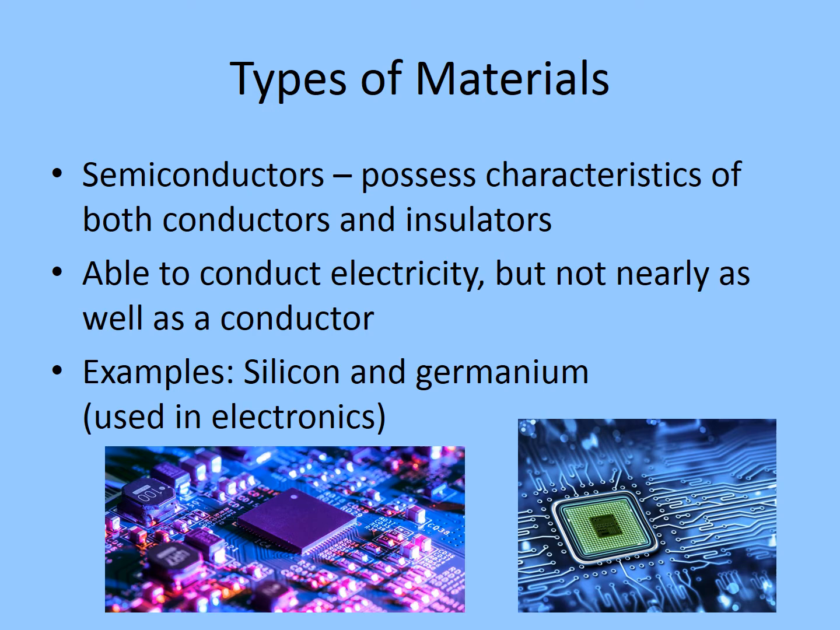A new term for us is semiconductor, but it's got a familiar prefix to it. So a semicircle is half a circle. So a semiconductor is basically half a conductor. It kind of conducts electricity, but not really well. All electronics have semiconductors in them, so no matter what device you're using to hear me right now, you have semiconductors like silicon and germanium in your device.